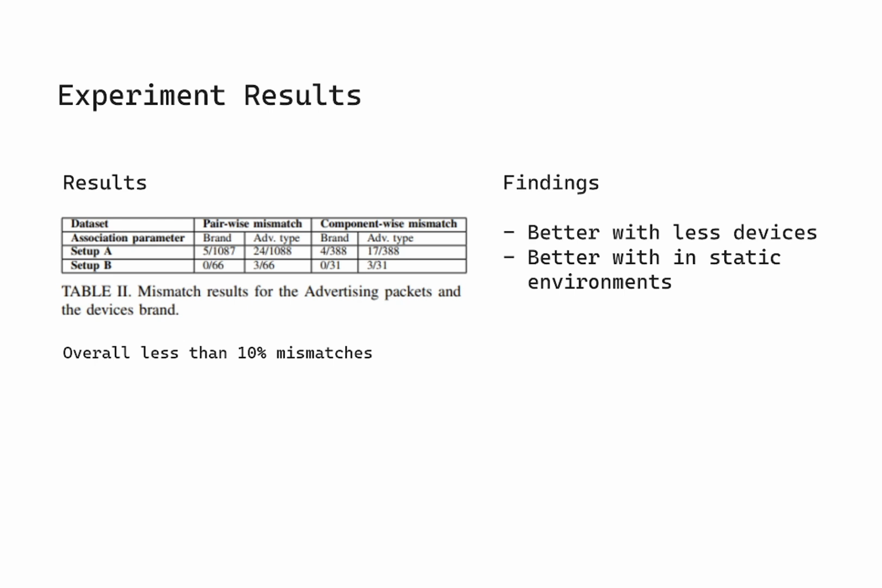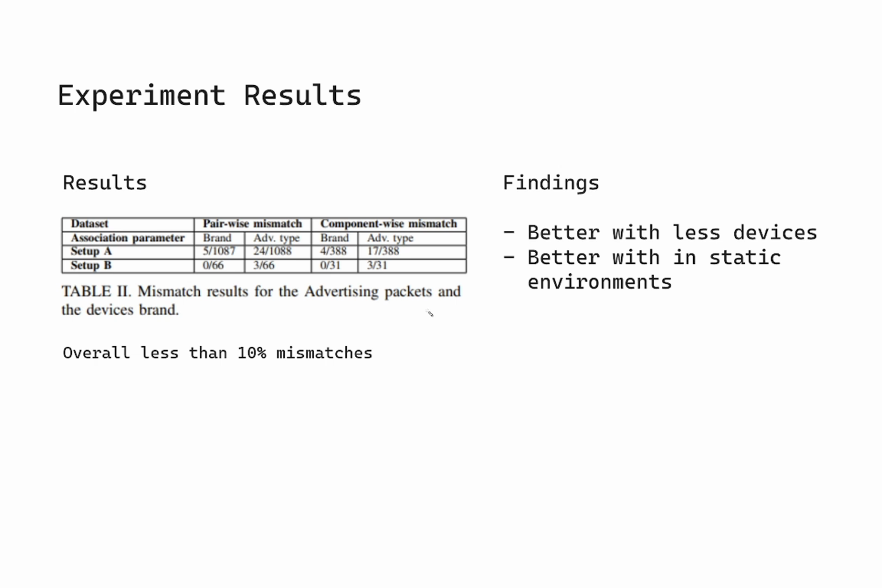Performance results show the algorithm achieves low mismatch rates, under 5% in setup A and 10% in setup B. What the researchers found is that the method works significantly better when there's fewer devices in the area and also in a static environment where devices remain in range for a long period, such as a park. In these settings, the pairing of disappearing and appearing MAC addresses using the weak identifier is highly reliable.